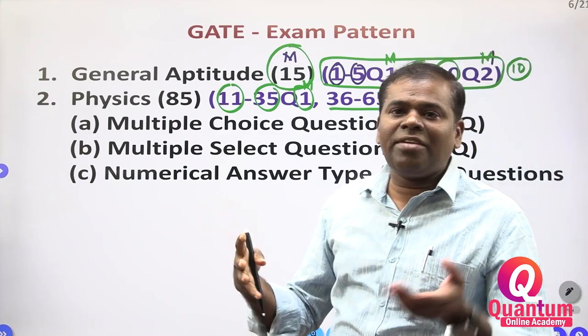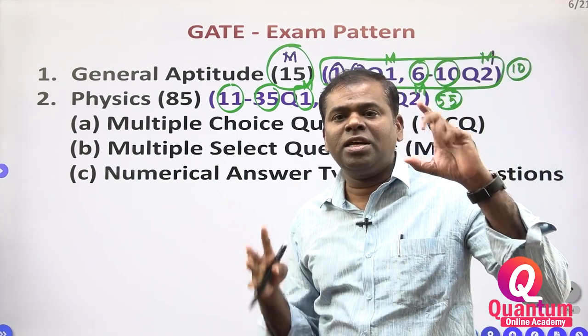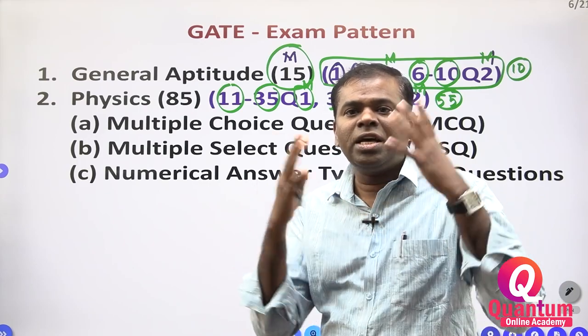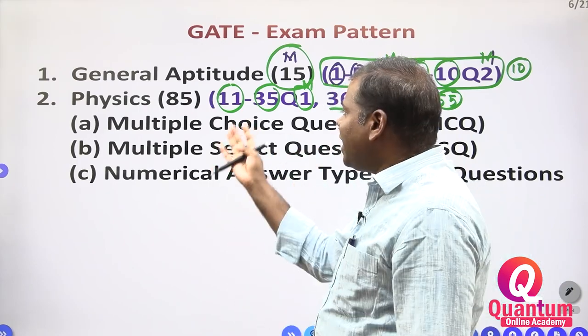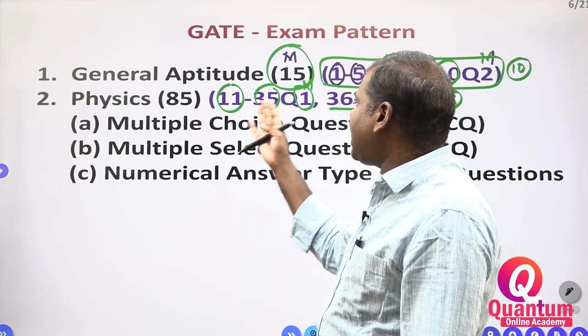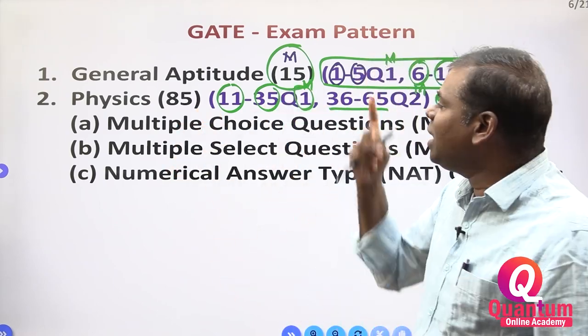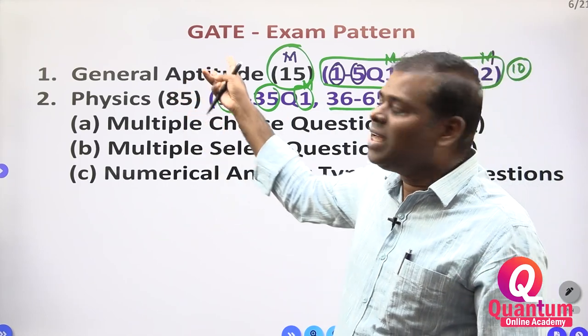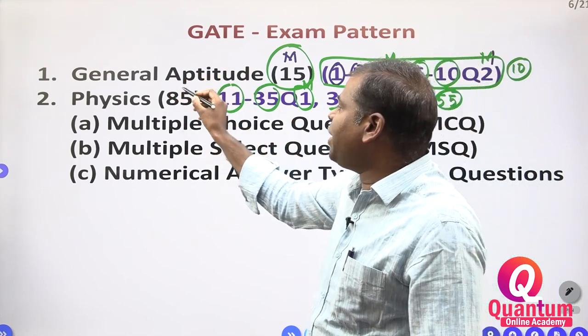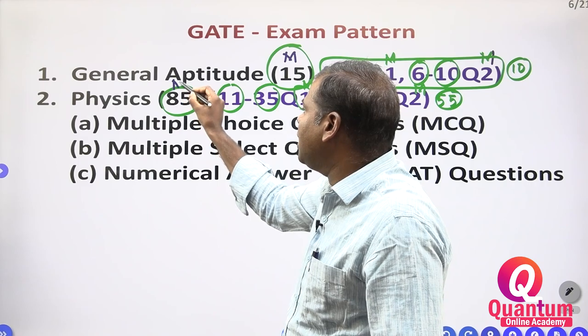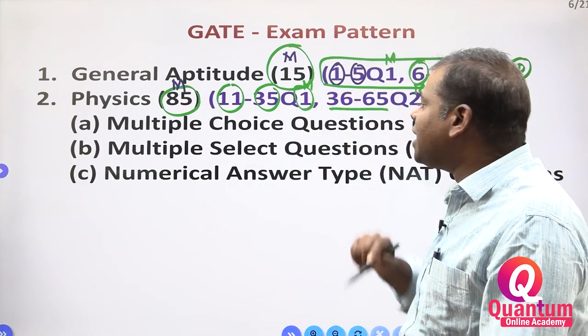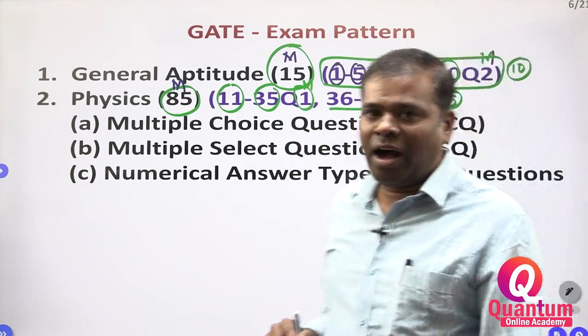But in CSIR we are getting 3.5 marks questions and 5 marks questions. In GATE we are getting only 1 mark questions and 2 marks questions. There 200 marks total, here 100 marks, 85 marks for physics. Here 3 varieties of questions they will ask.